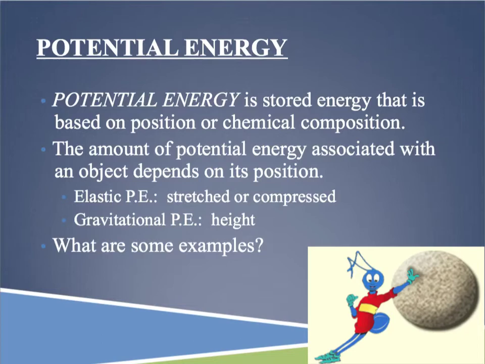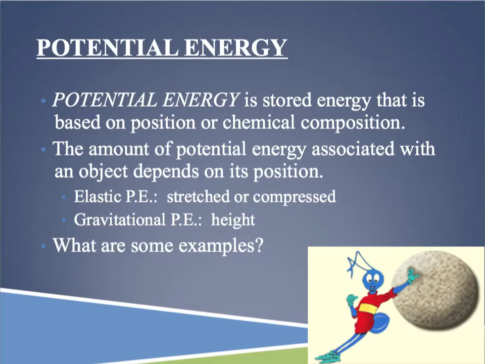There are two types of potential energy. The first one is called elastic. So when you hear that word, you probably think of like an elastic waistband in a pair of pants or a rubber band. Those things can be stretched. Springs are also a good example. These can be compressed, so that means to be pushed together.